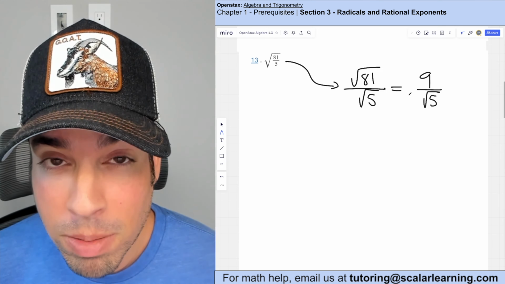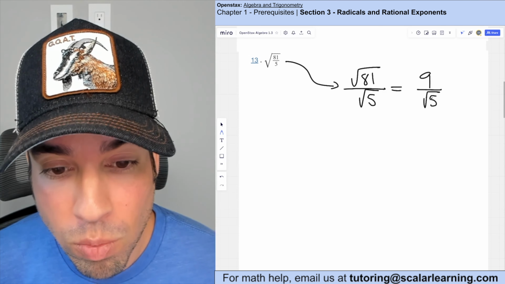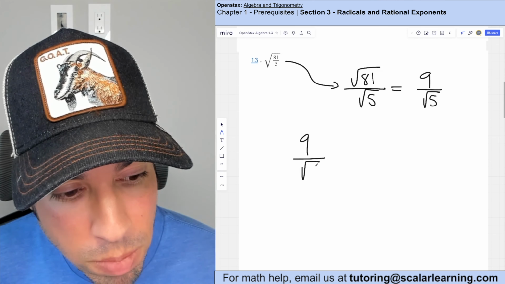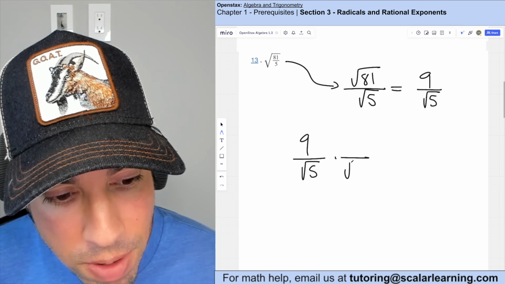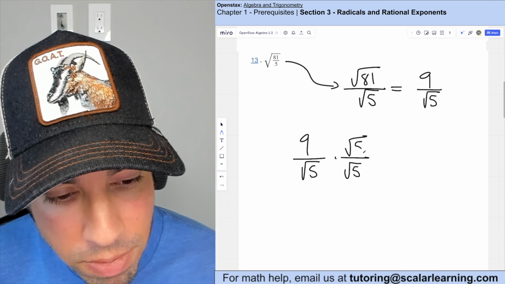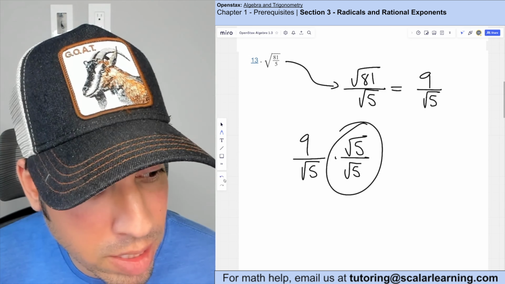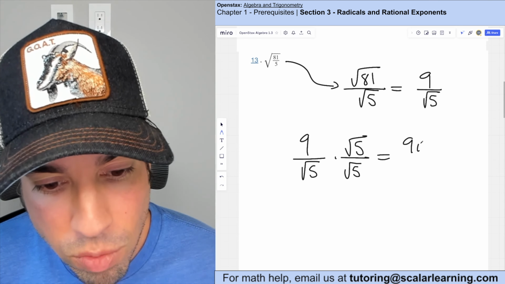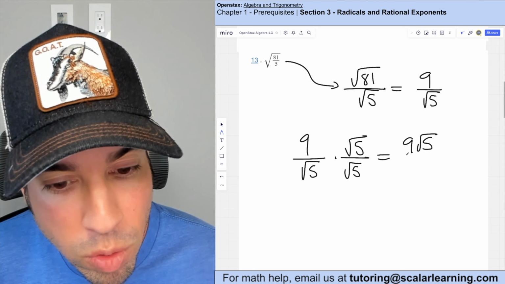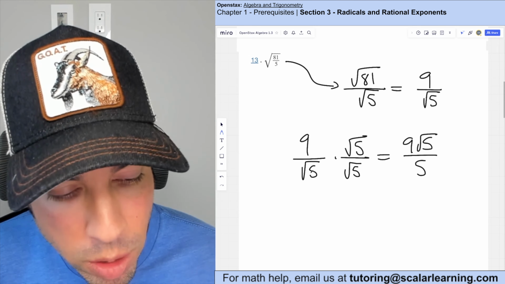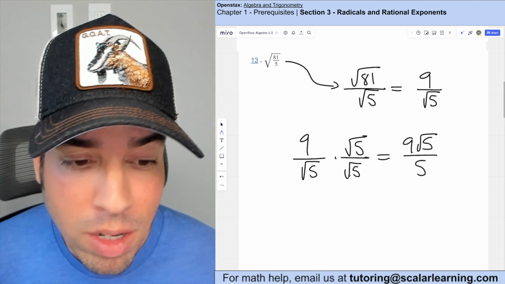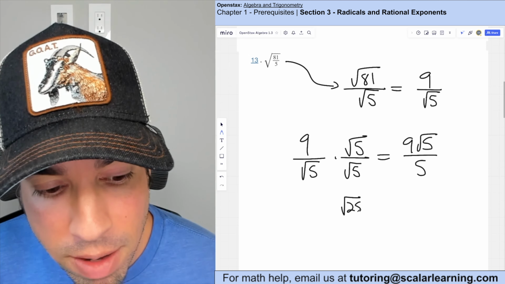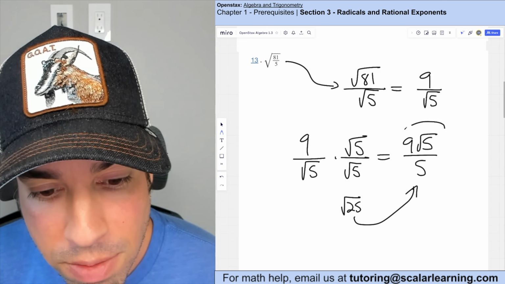Now, this is pretty much simplified, but generally we don't want to have a radical in the denominator. To get rid of that radical, what I'm going to do is multiply by the square root of 5 over the square root of 5. This is allowed because this is simply equal to 1, so we're not changing the value of the fraction. On top, we're going to get 9 rad 5. On the bottom, we're going to get just 5 because the square root times itself is just the number. The other way to think about it is square root of 5 times square root of 5 is square root of 25, which of course is 5. This is the final answer.